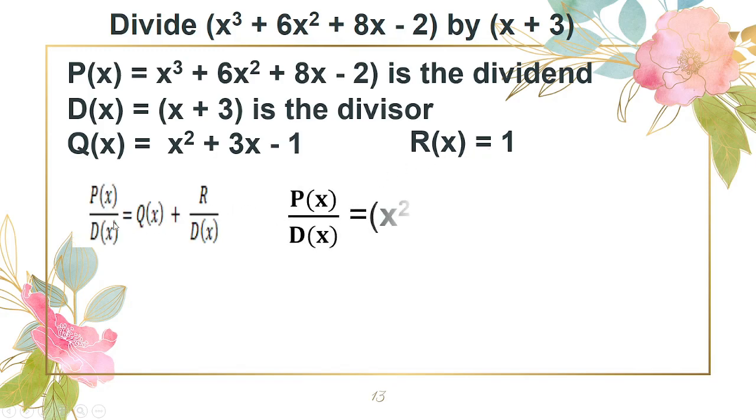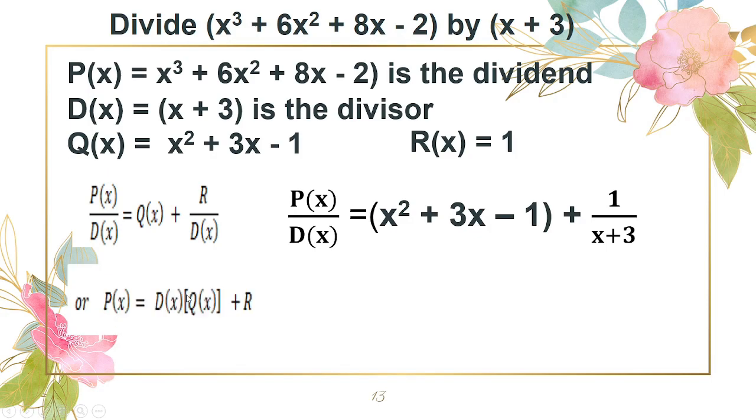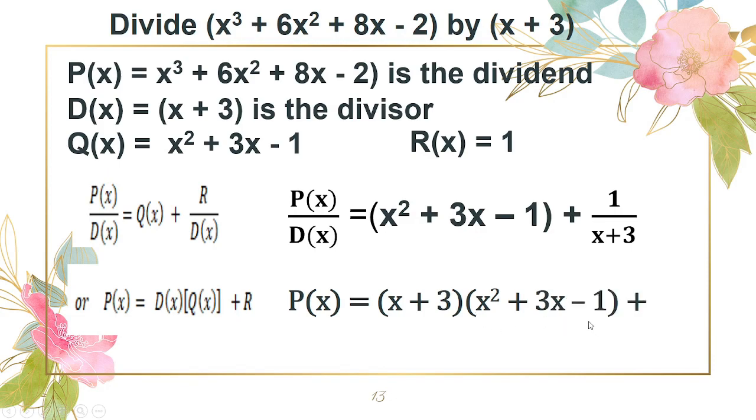So following the format, we have p of x over d of x equal to x squared plus 3x minus 1 plus 1 over x plus 3, or we have p of x is equal to d of x, which is x plus 3, times x squared plus 3x minus 1, plus 1. So that's how to represent your answer in 2 ways.